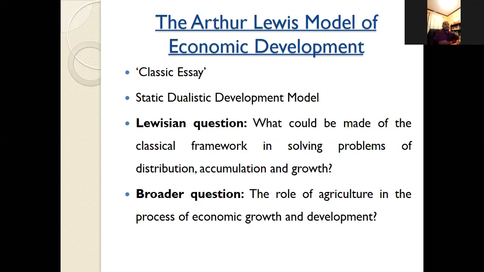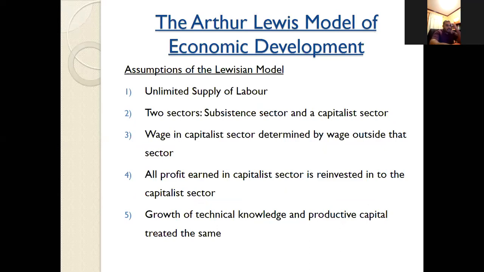So that, of course, was the broader question that was being asked within that construct. Now, Lewis's model of economic development makes a number of assumptions, and five particular assumptions here. One, the unlimited supply of labor. That is to say that the labor supply in the economy is not limited or constrained. It is unlimited. So that is an assumption that he makes.